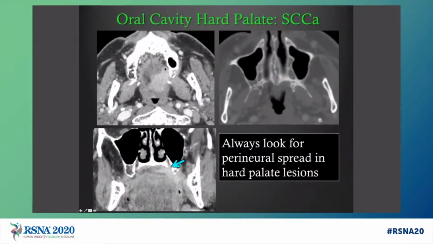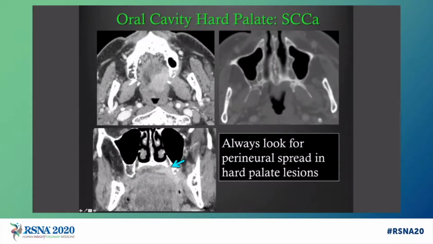In this patient with a squamous cell carcinoma of the hard palate, we see this enhancing mass extending from the hard palate onto the soft palate. When we look at the bone windows, we see that there is sclerosis around this greater palatine nerve foramen. Now, it's not widened and it's not eroded, but there's asymmetric sclerosis, so we really need to take a careful look at that. And indeed, when we look at the coronal post-contrast images, we see tumor extending up into the greater palatine nerve foramina in this patient with perineural spread.